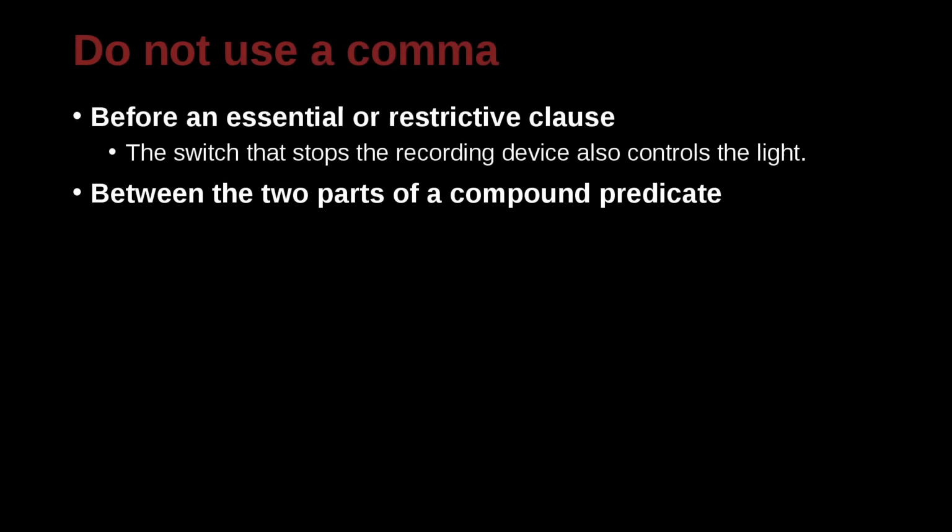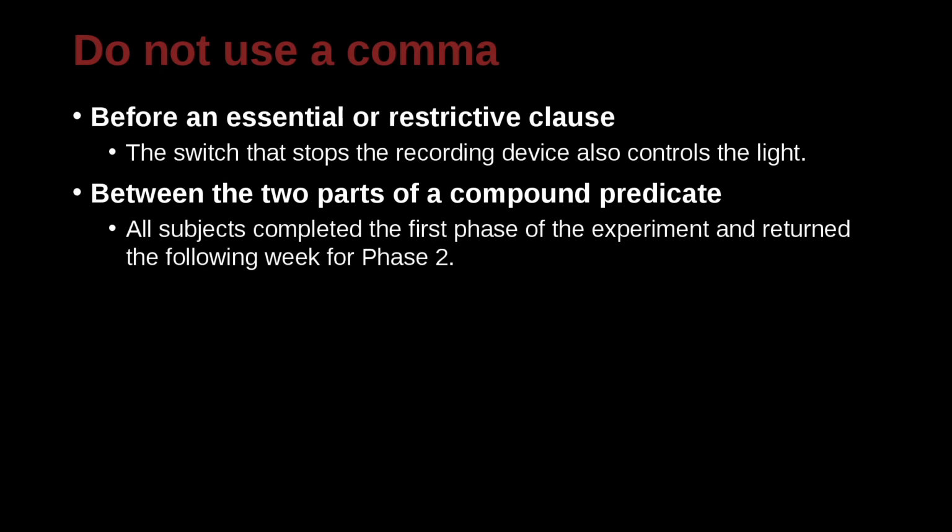Between 2 parts of a compound predicate, do not use a comma. So let's look at an example. All subjects completed the first phase of the experiment and returned the following week for phase 2. It looks like you might be able to separate this sentence right in here, yes? This has two parts of the sentence.